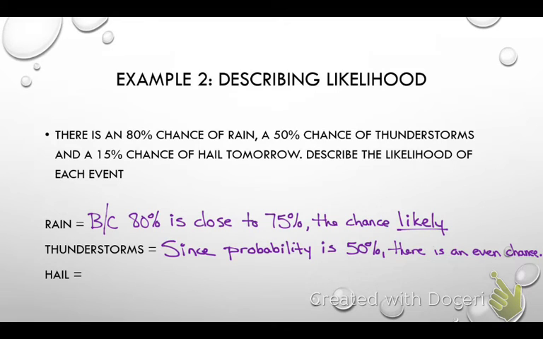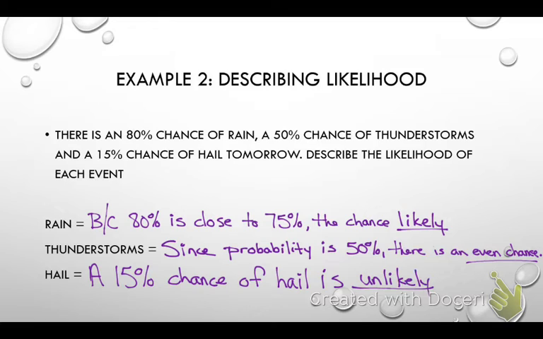What about hail? What'd you say, Zach? Because 15% is close to 25%, so it's unlikely. Yes, very good. That's great. And I just said a 15% chance of hail is unlikely to happen. Oh, forgot the last part of my sentence. Unlikely to happen. Okay. So I'm just trying to show you some different ways that you can write your sentences. The way he did it was perfect.